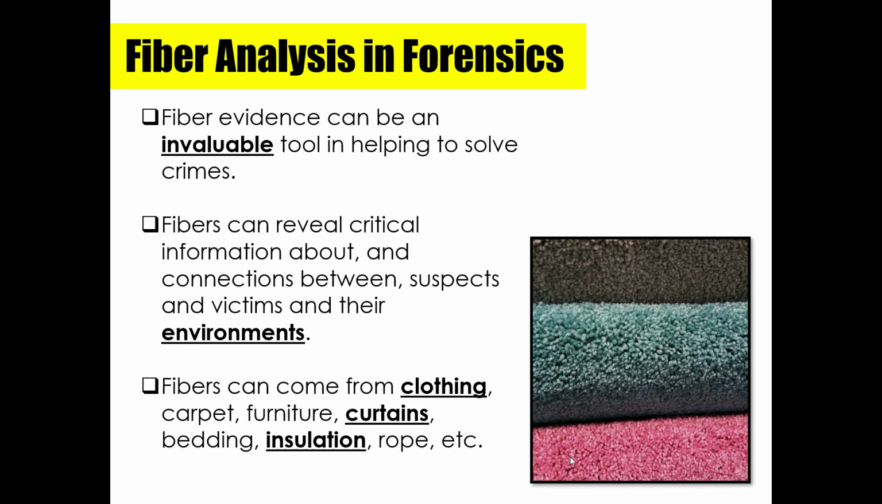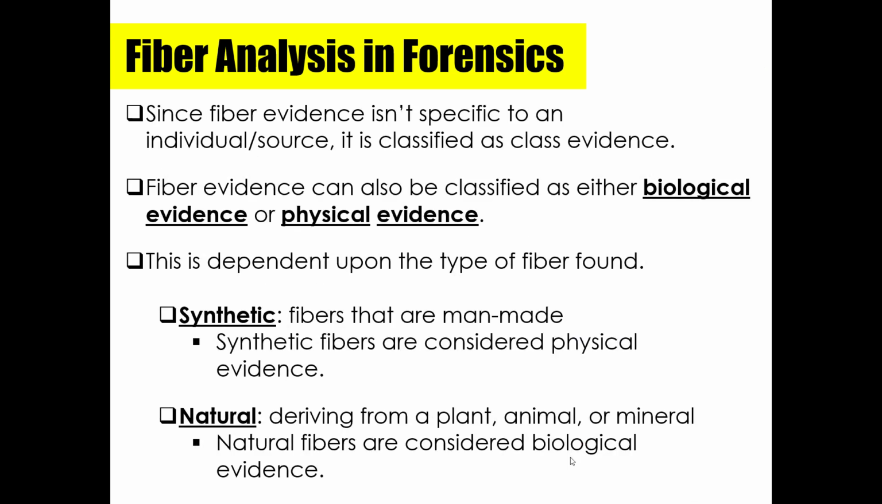Now, fiber evidence is not one of the more common pieces of evidence found at a crime scene, but nonetheless, it can be an invaluable tool in helping to solve crimes. So, fibers can reveal critical information about and connections between suspects and victims and their environment. And fibers can come from a multitude of different places. So, clothing and carpet, furniture, curtains, bedding, insulation, rope.